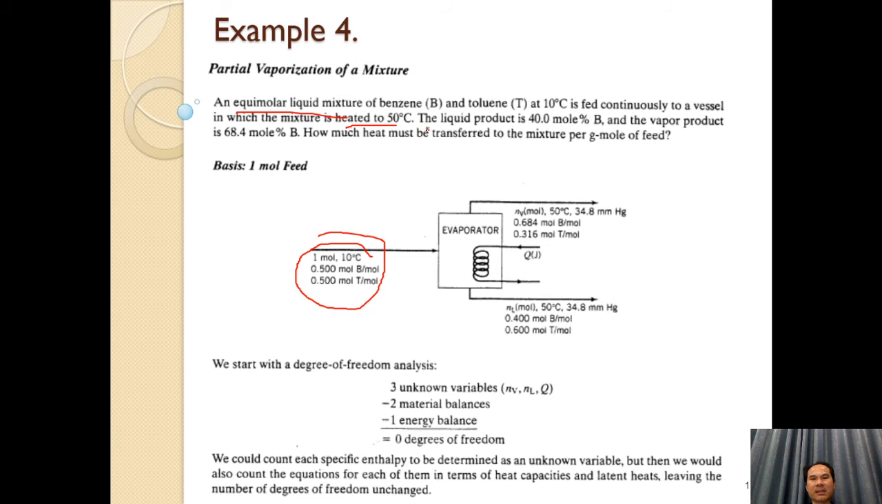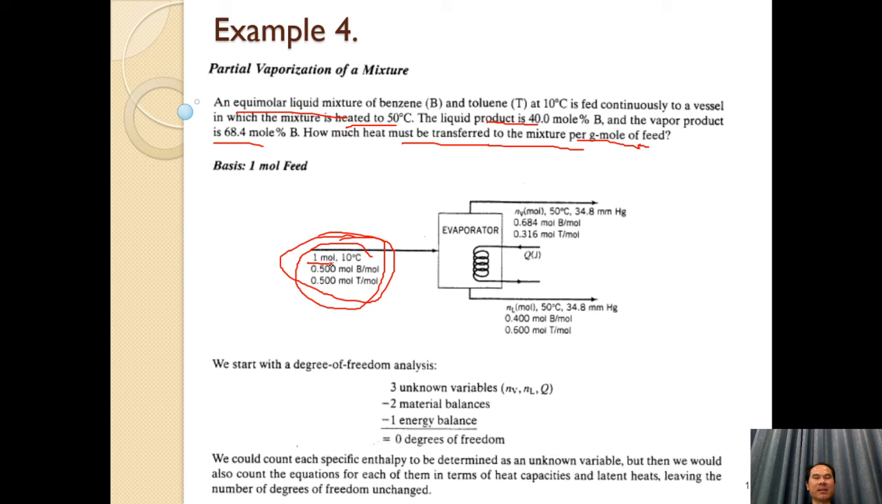For partial vaporization, the liquid product is 50% mole benzene, and the vapor product is 68.4 mole percent benzene. That means some part is benzene, some part is toluene. For this example, we know the composition in the vapor phase and liquid phase. We have two components. We know benzene, and then you can calculate. And the question is how much heat must be transferred to the mixture per gram mole of feed. Per gram mole of feed means you can take a feed of 1 mole.